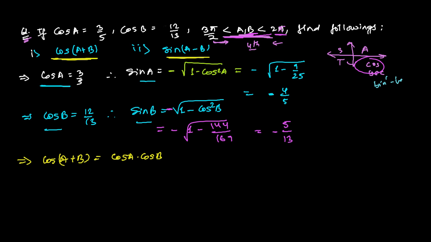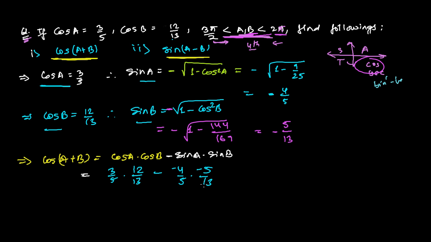And now whenever we have plus here, we get minus. So it's going to be sine A times sine B. Let's put all the values. Cosine of A is given by the question, that's 3 over 5. Cosine of B is also given, that's 12 over 13. And minus sine of A. Sine of A we got minus 4 by 5. So it's going to be minus 4 by 5 times sine B, which we got as minus 5 by 13.